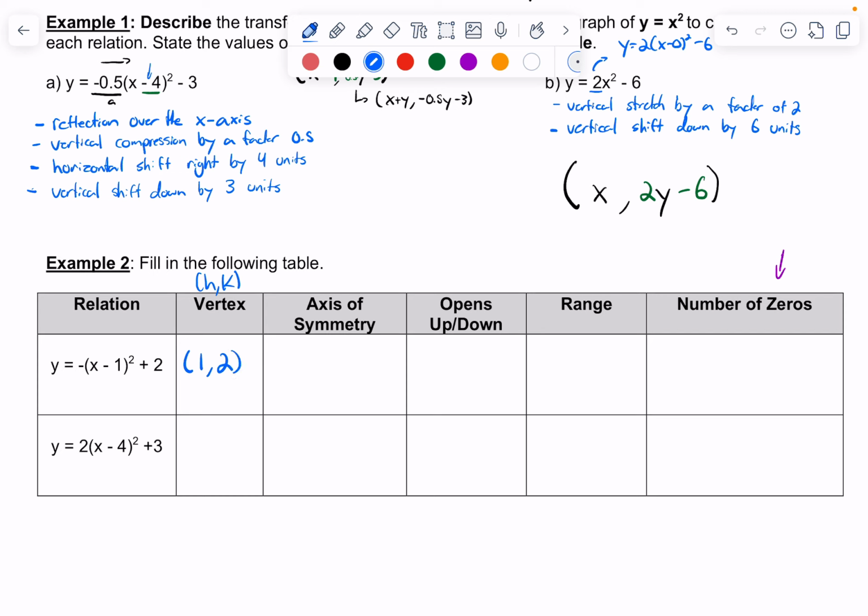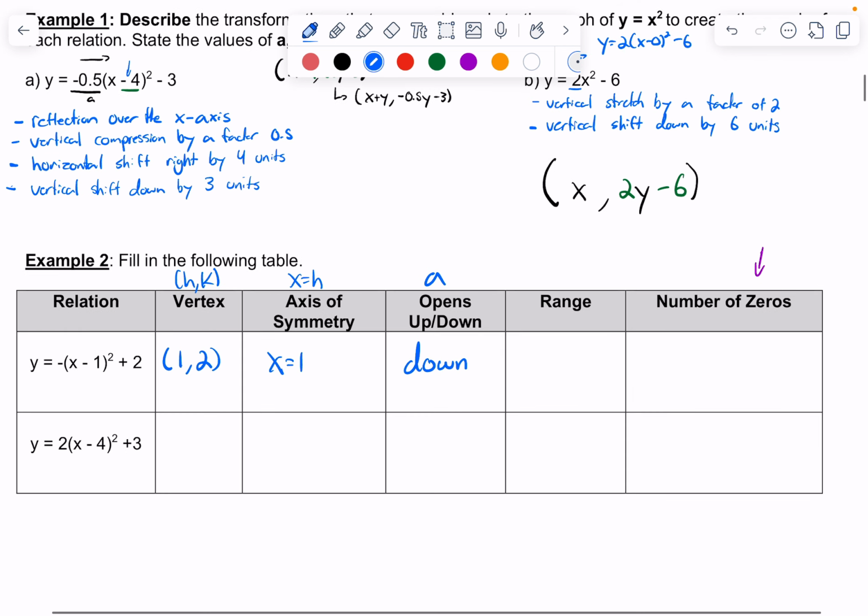Well, your axis of symmetry is always at x equals h. So this is x equals 1. Your opening up or down is talking about the sign of your a. So in this case, a is negative. So that means we are going to be opening down.